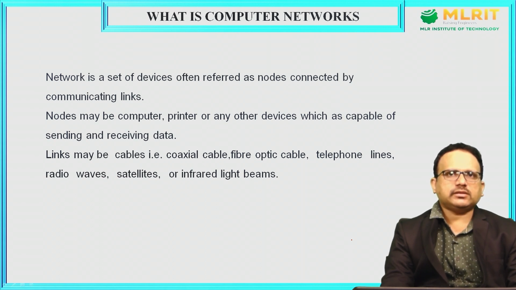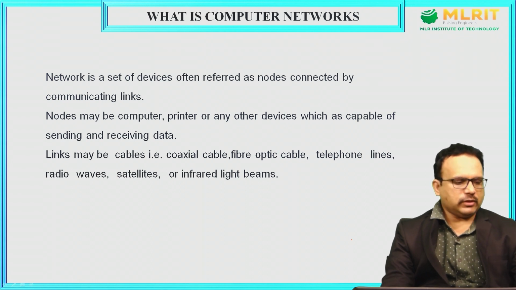A link might be wired or wireless. Wired means coaxial cable, fiber optic cable or twisted pair cable. Wireless means air, radio waves, microwaves or infrared waves. With the help of wired or wireless links, you are able to establish communication between the systems. This we have already seen in the introduction part of computer networks.